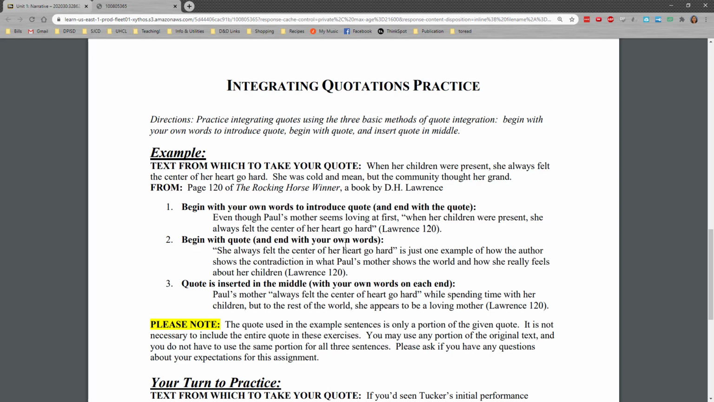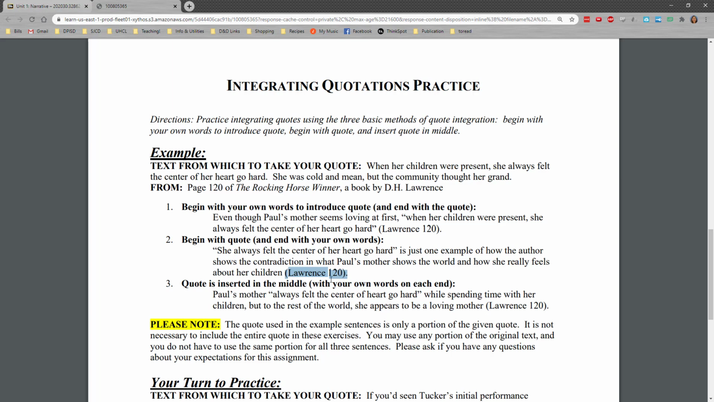If you were going to begin with a quote and end it with your own words, you would say, perhaps, "she always felt the center of her heart go hard" is just one example of how the author shows the contradiction in what Paul's mother shows the world and how she really feels about her children. Again, it's all integrated, it's all one thought, and the citation comes at the end of the sentence, not at the end of the quote.